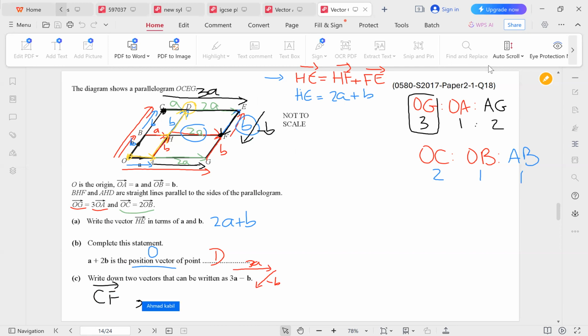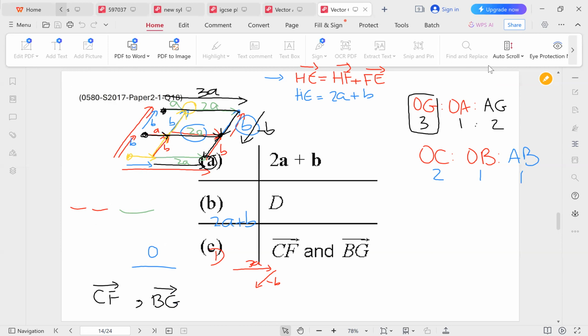And another vector that would work would start at B. So if we start at B, we would move again A and then 2A. So that would be 3A. And then minus B, and we would land at G. So BG would also work as a vector satisfying this equation. Now let's check the marking scheme. So 2A plus B is correct, D is correct, and then CF and BG are also correct.